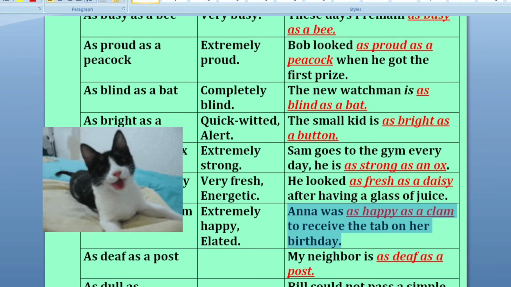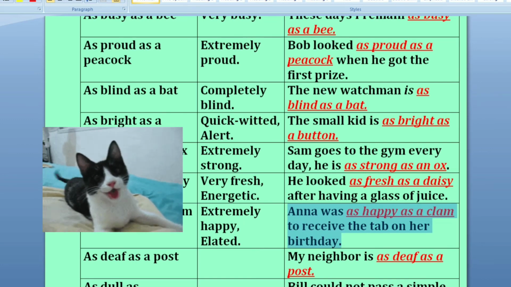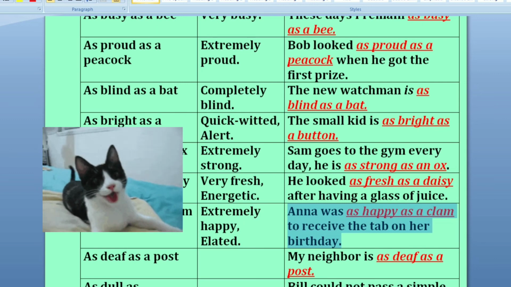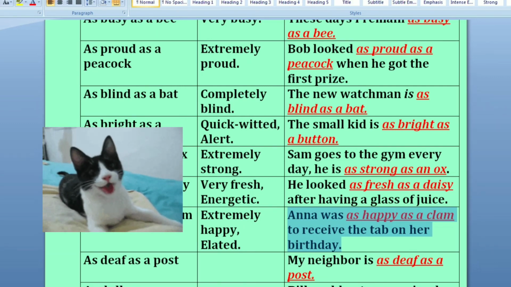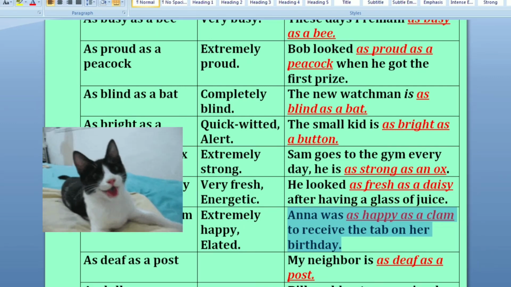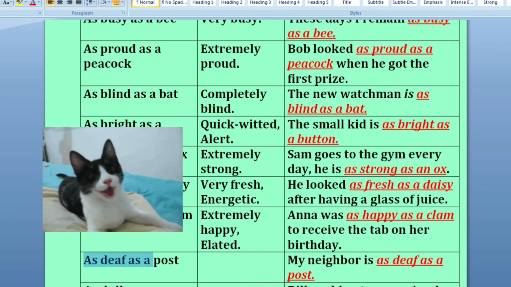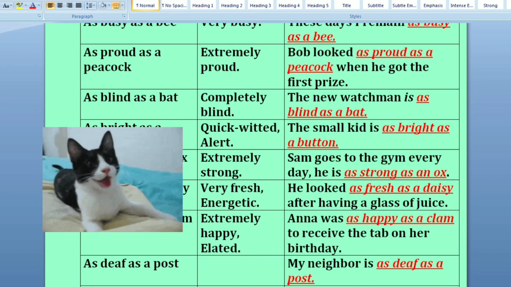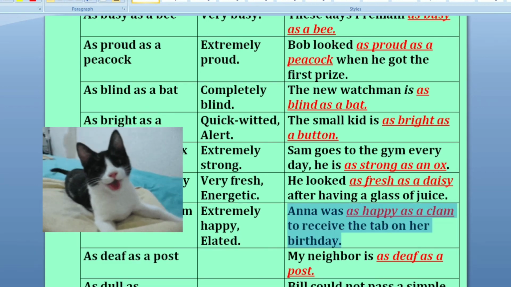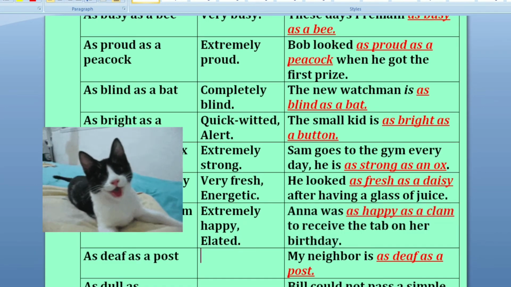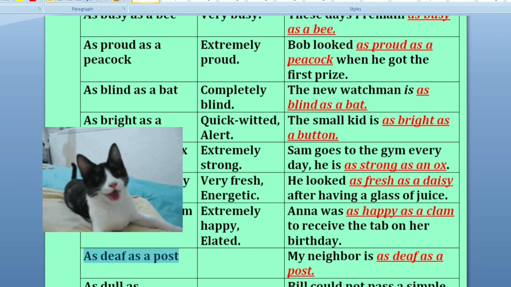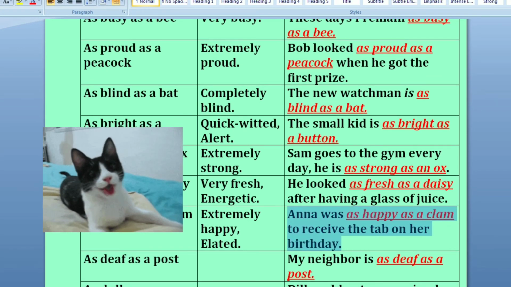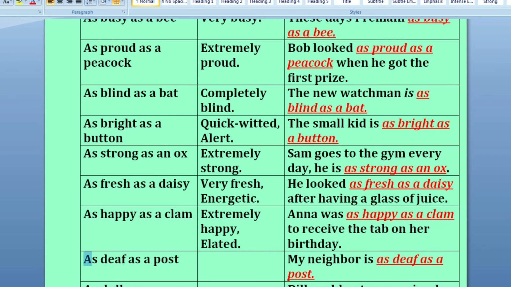That means extremely happy. We can use the term elated also, or ecstatic. That is very happy, or extremely happy. So, as you know, the meaning of clam is a marine species, and when you see that someone is extremely happy, you say as happy as a clam. As you see the example, Anna was as happy as a clam to receive the tab on her birthday. That means she was extremely happy.